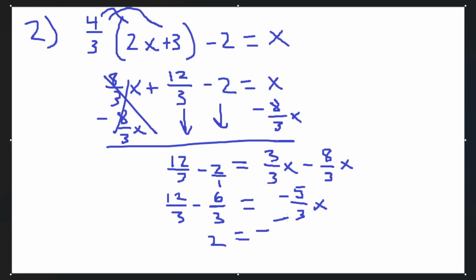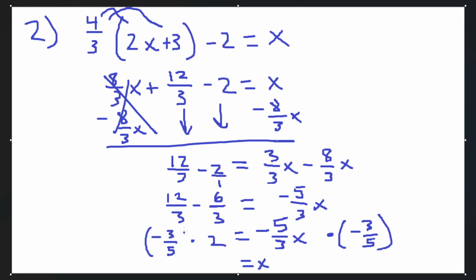equal to negative 5/3 x. To get the x by itself, we multiply by negative 3 over 5 to both sides. And if we do that, then we get 2 times negative 3, negative 6 over 5.